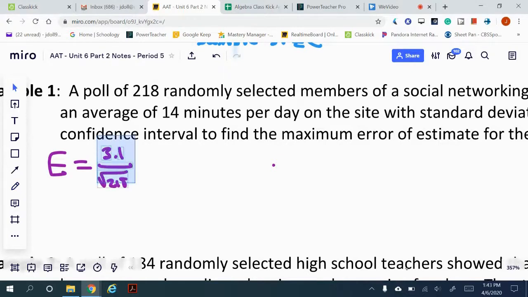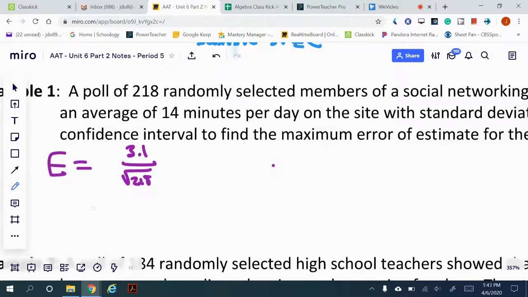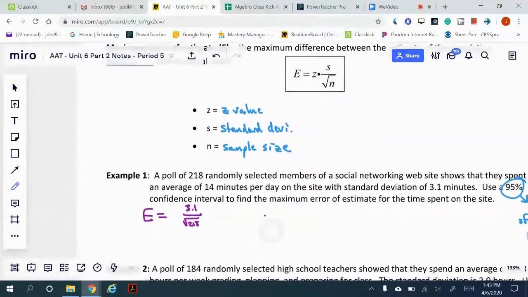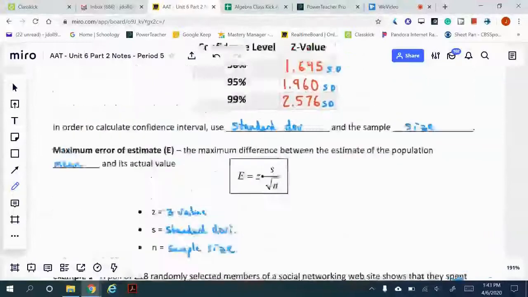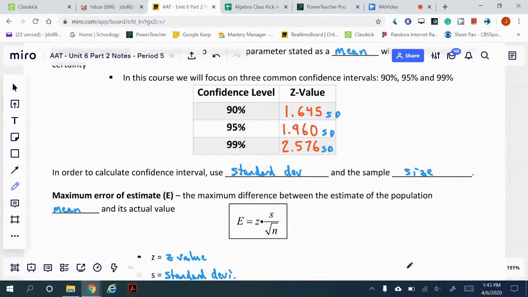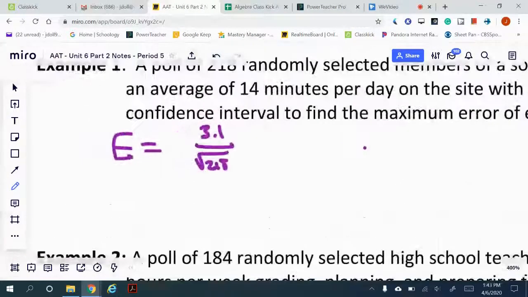So square root, in this case, of 218. Oh, and I'm sorry. Based on the formula, I should put the other value first. And the Z-score goes first. Well, a 95% confidence interval is a Z-score of 1.96. All right, so that's going to be 1.96, right, times that whole value there. And so now it's just a matter of plugging and chugging in your calculator.